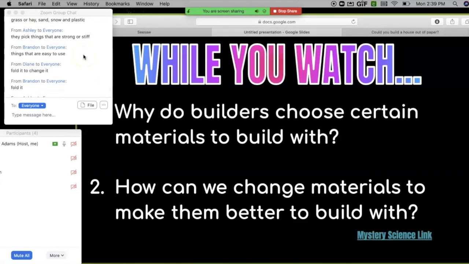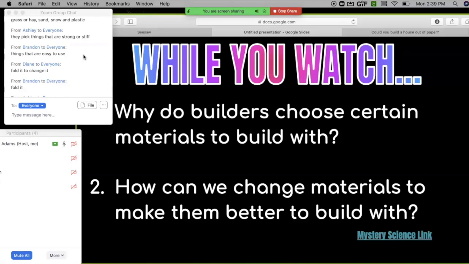Yes, so Ashley said that they pick things that are strong. So when we're choosing materials, we want to pick something that is strong to build with, right? So the building or whatever we're creating doesn't collapse. Brandon also said things that are easy to use, right? So they mentioned things that are easy to build with. So we don't want things that are really hard to use to build, because we want to be able to have something that's easy to build with.